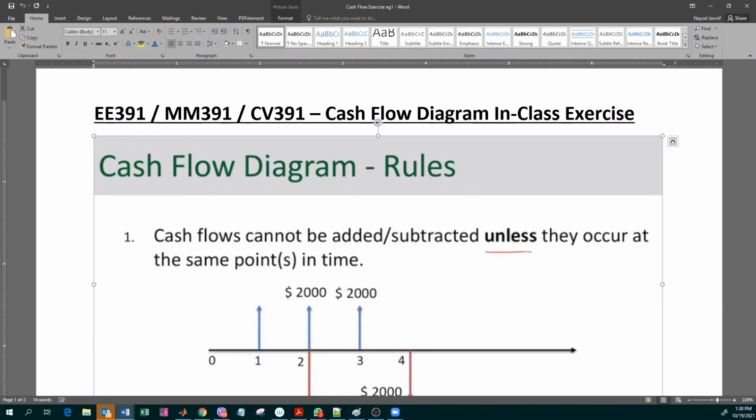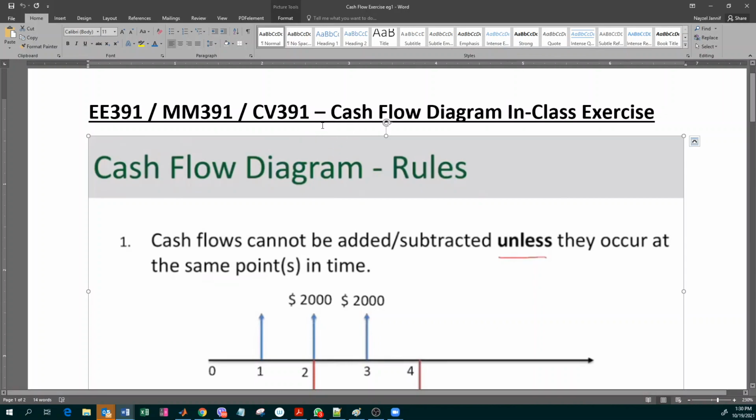Okay. So this diagram is there. Stop sharing. Okay. I'm going to share again. I'm going to share another document. I'm going to share this Word document which says cash flow exercises. All right, guys. So there we are. Cash flow exercises.